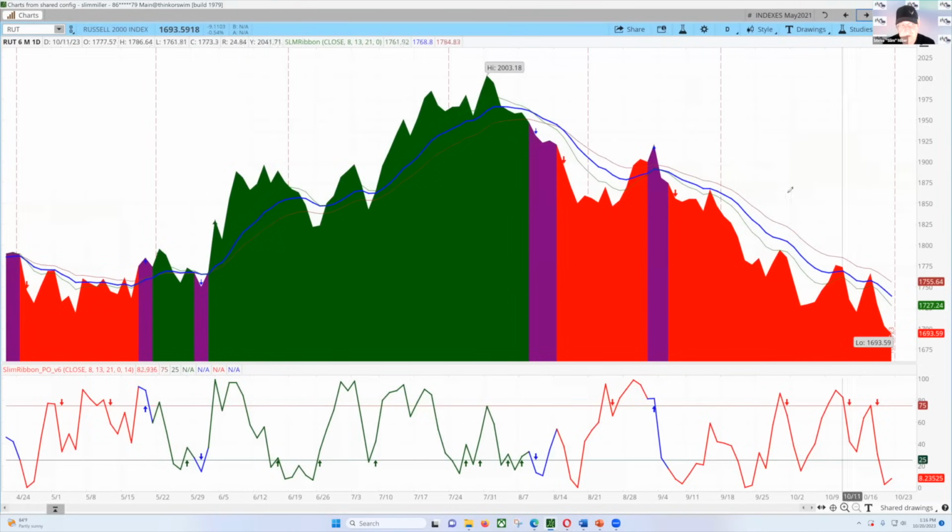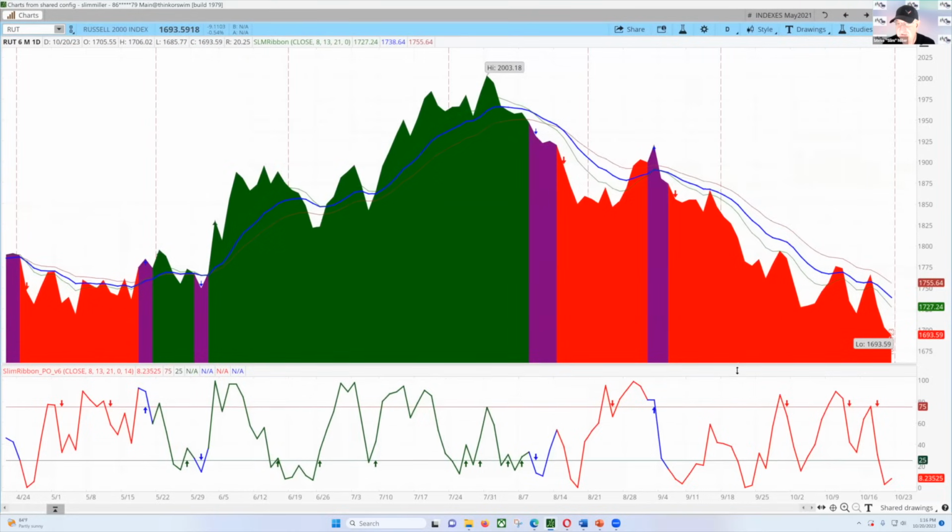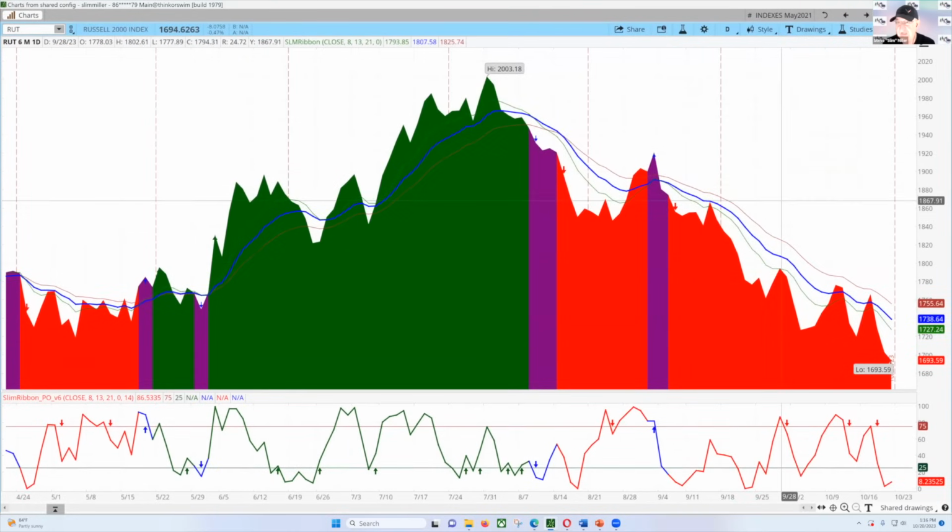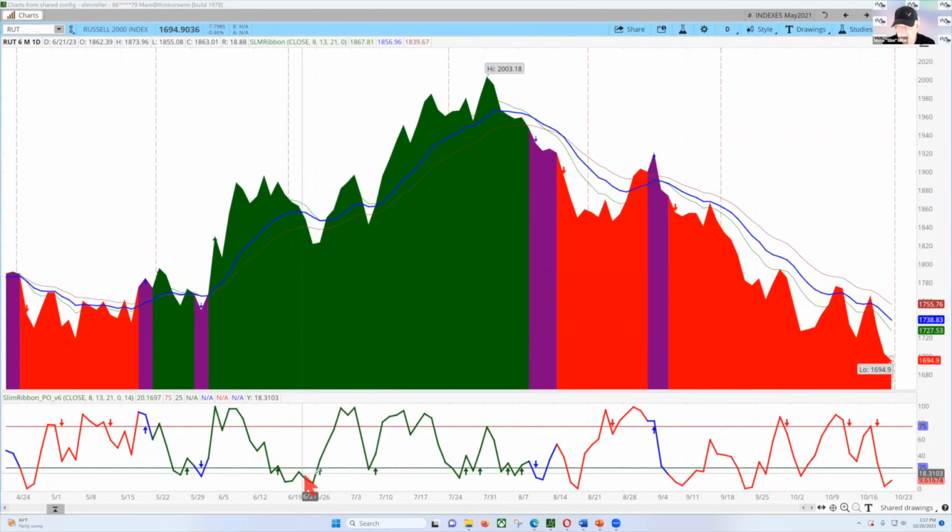Here you have on the bottom the slim ribbon PO and the slim ribbon on the top. And you can get a very stark look at this daily chart when it's in positive condition and likely to resume to the upside. These are momentum resumption signals, as you can see in here, or when it is negative and likely to resume to the downside. And you can see the slim ribbon often gives you support and resistance, and each of these rallies failed right in there, and it is still in very, very bad shape.